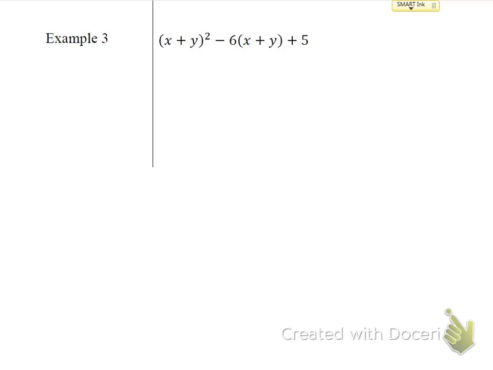Example 3. x plus y squared minus 6 times x plus y plus 5. What I want you guys to do right now is just define the quantity for me and plug it in. You don't have to do the whole thing. So tell me what a equals and substitute that into the problem. What does a equal this time? x plus y. Good. So when we substitute it in, we should get a squared minus 6a plus 5.